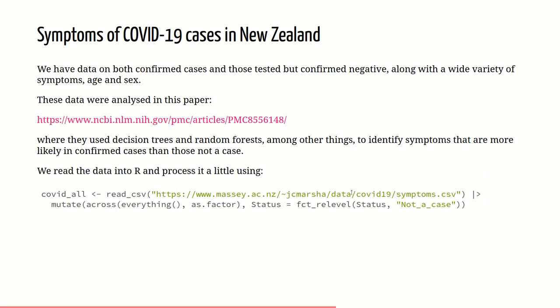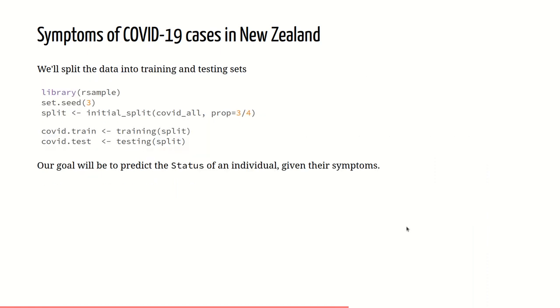So we've got the data here, and we're going to process it a little, just by converting everything to factors and then changing the status variable so that not a case is the baseline and case is then the probability that we're interested in. We're going to start by splitting the data into training and testing sets, just in the usual way. And our goal then is to predict the status of an individual given their symptoms. So given a set of symptoms, is this person likely to be a case, or is this person likely to be not a case?